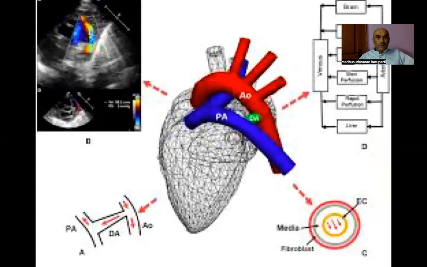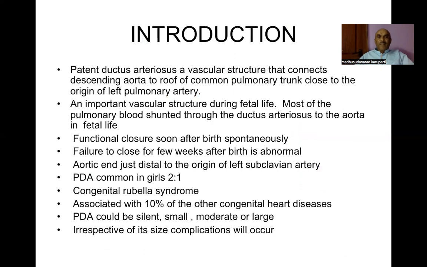This picture shows the presence of patent ductus arteriosus connecting the pulmonary trunk with the descending aorta. And the arrow reflects the direction of blood flow from the aorta into the pulmonary trunk. Well, patent ductus arteriosus is a vascular structure that connects the descending aorta to the roof of the pulmonary trunk, close to the origin of the left pulmonary artery.